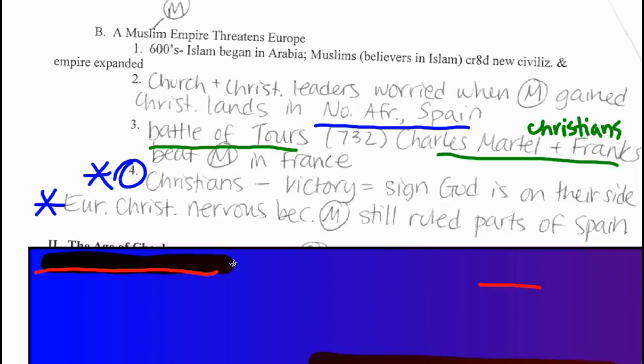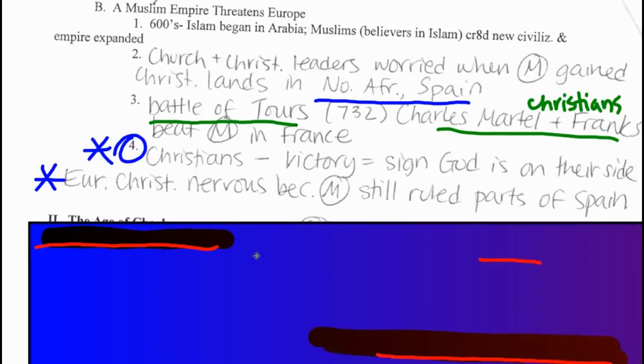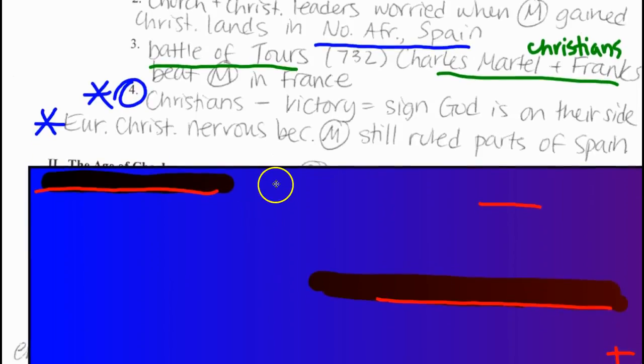And later in history, about a few hundred years after this, the Christians in Spain are going to try to kick out all the Muslims, and they will eventually be successful in 1492. All right, so there's the conflict between Muslims and Christians during this time period in the Battle of Tours. Remember, pause the video if you need to catch up.